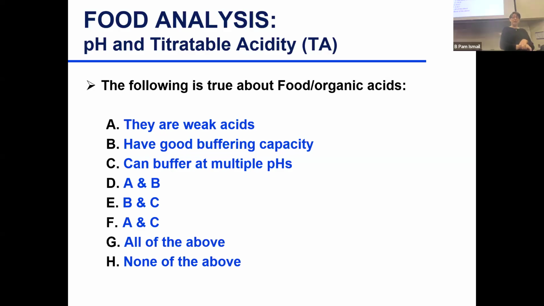They have a good buffering capacity because they are not very strong acids. So what is the acid group usually in these acids?